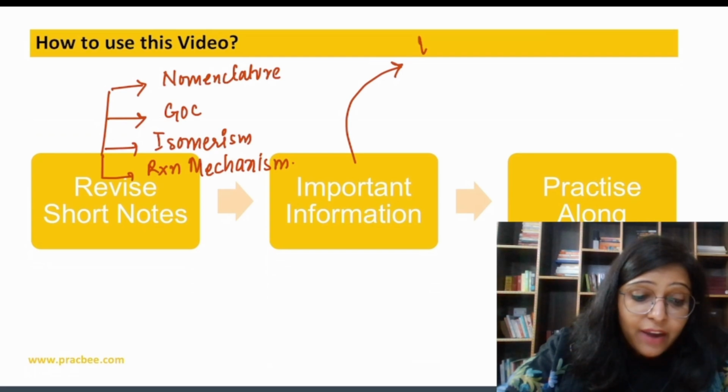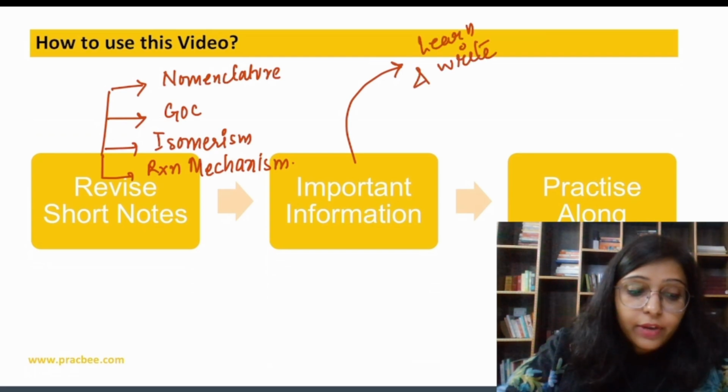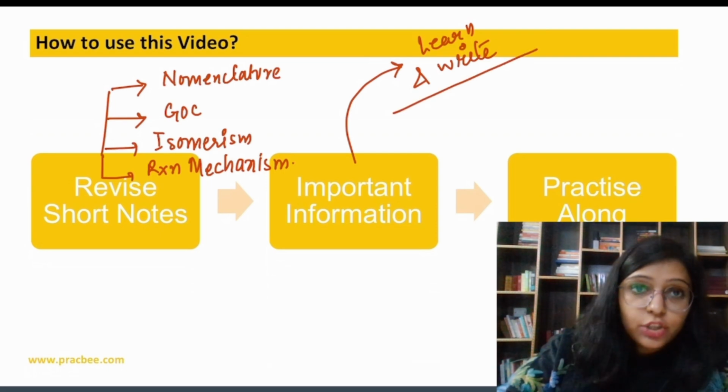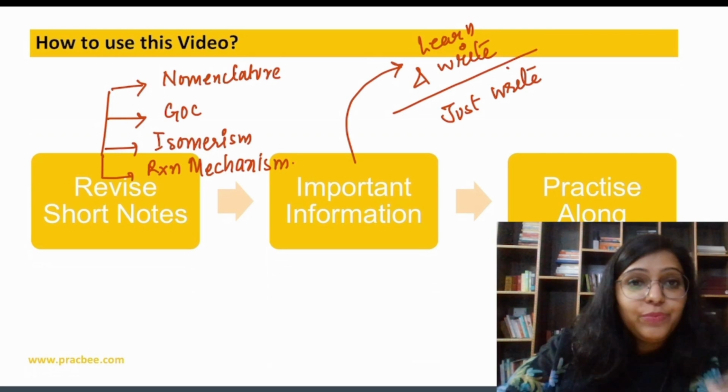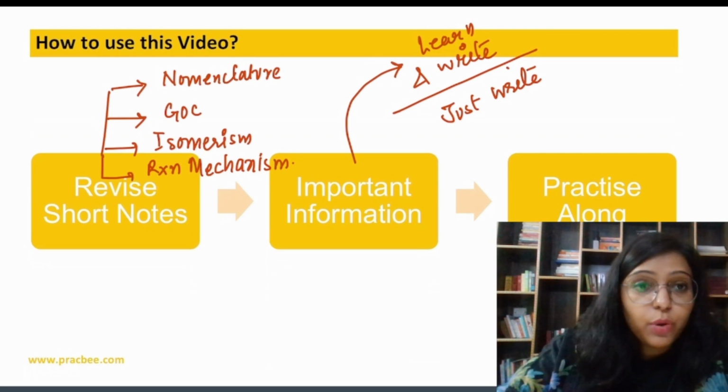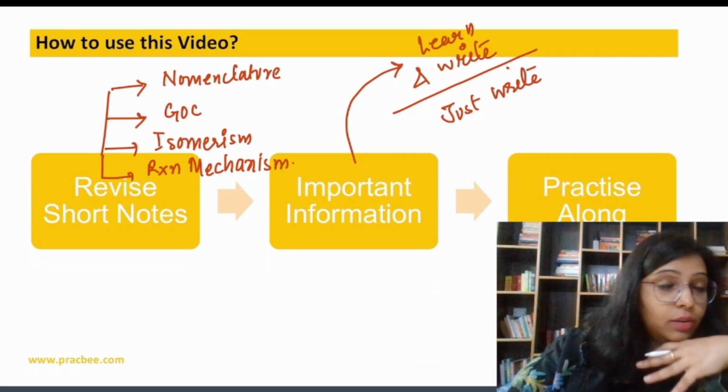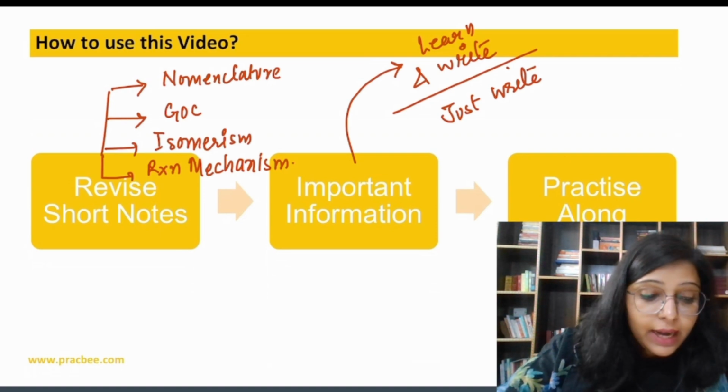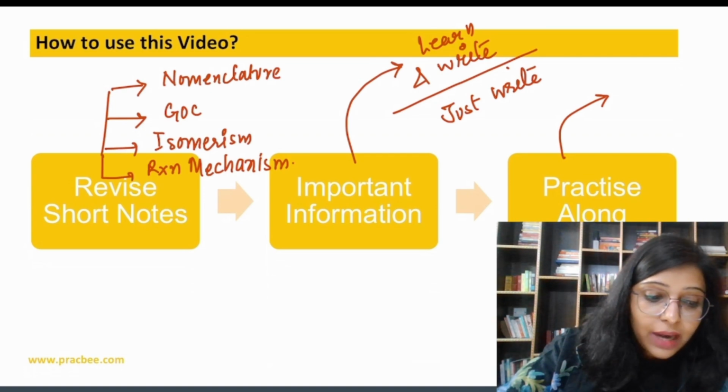It means you have to learn and write. If you know the reaction, just write it. Okay. In order to retain all the chemical reactions, it is very important to write. You can write 2 or 3 times also, and then you can start doing the practice. And how to do practice? It means you have to solve questions.